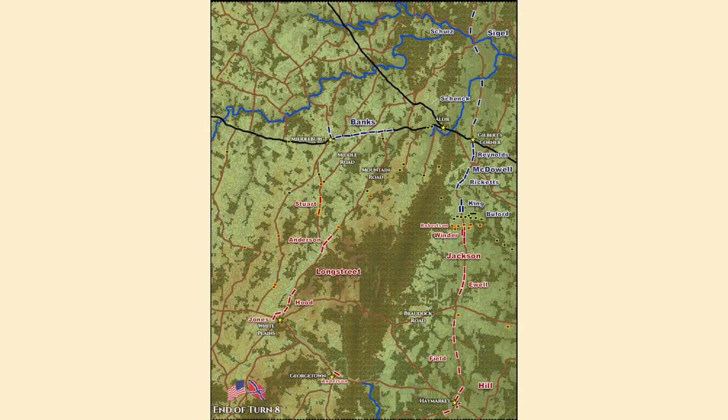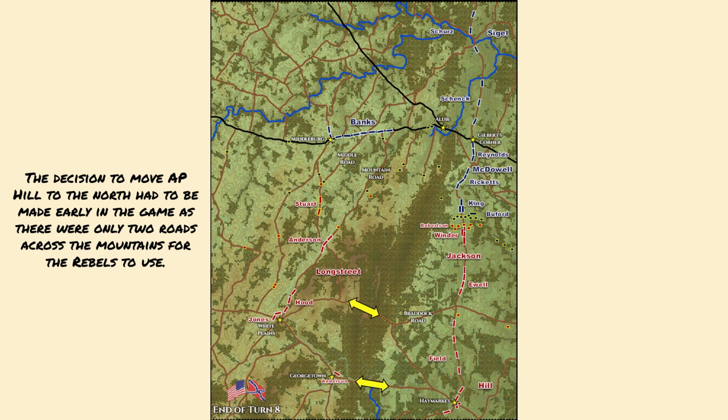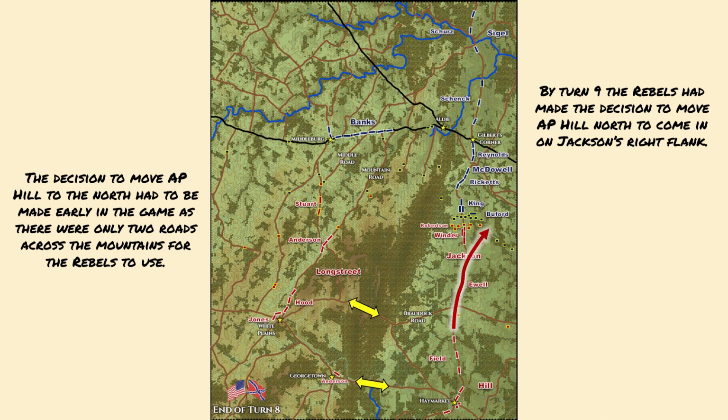Looking at that part of the battle here, it began around turn 8. The decision to move A.P. Hill to the north had to be made early in the game, as there were only 2 roads across the mountains for the Confederates to use. By turn 9, the rebels had made the decision to move A.P. Hill north to come in on Jackson's flank.